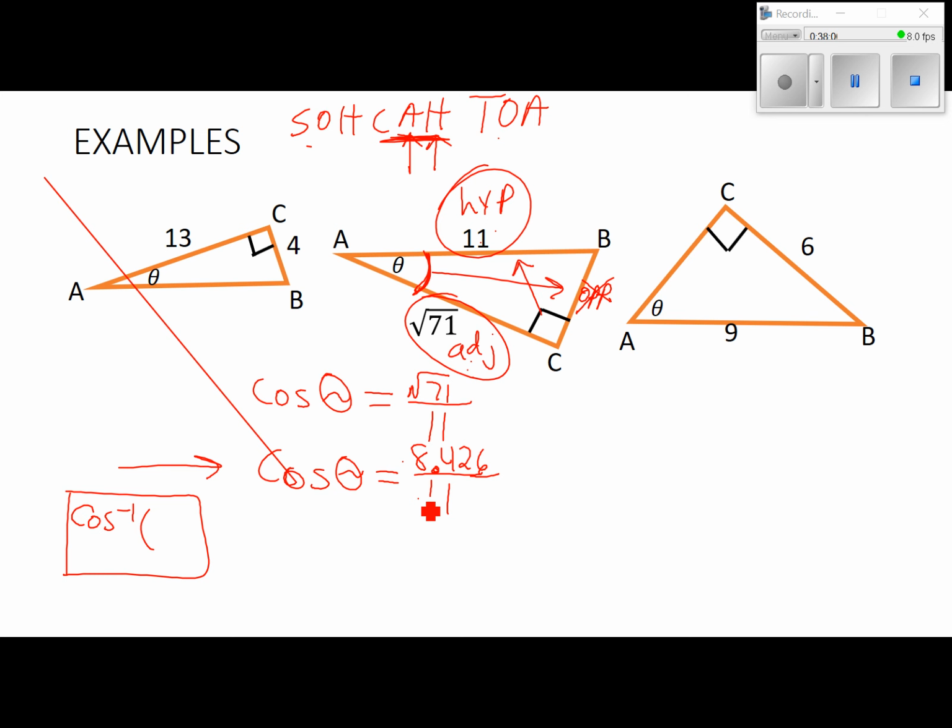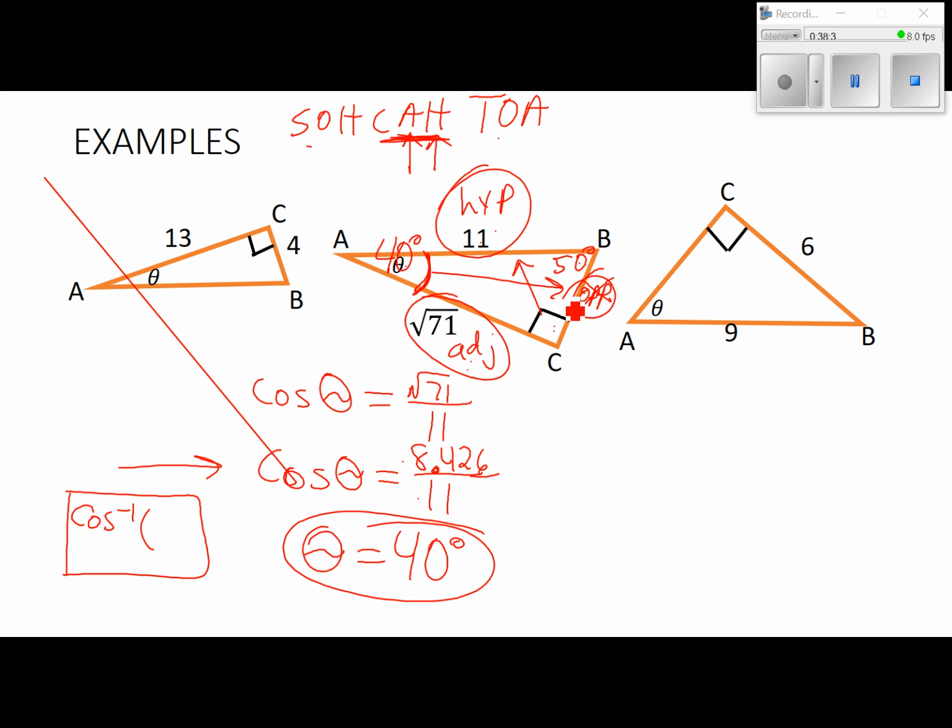So 8.426 divided by 11, close the parenthesis, and I end up with theta equals, and we'll round that off to about 40 degrees. So that angle right there is 40 degrees. Again, if we wanted to find this other angle, angle B over here, we know 3 angles of a triangle got to add up to 180, so that angle would have to be 50 degrees.